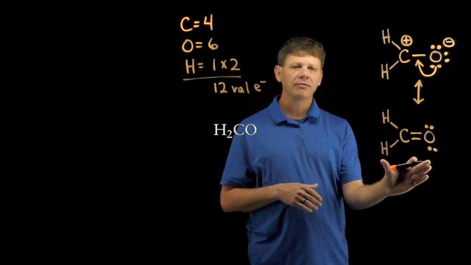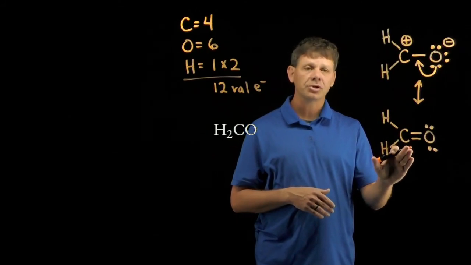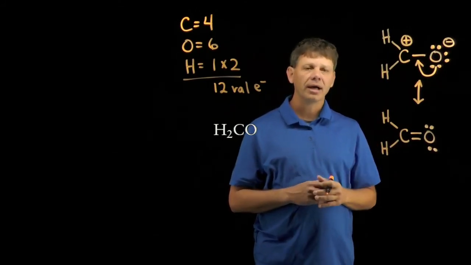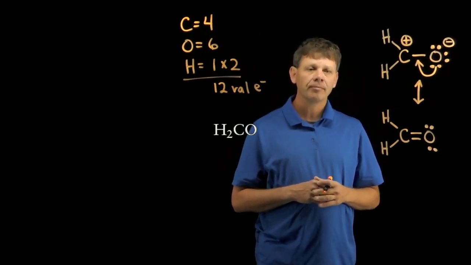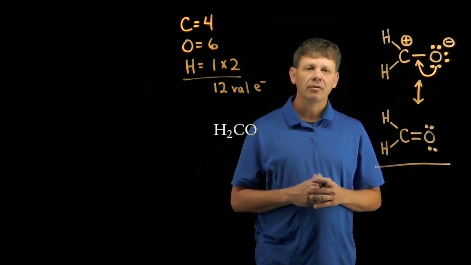If we calculate the formal charges for this new structure, we'll see that carbon's formal charge is neutral, oxygen's formal charge is neutral, both hydrogens are neutral. Every atom has a filled valence shell, and so this represents the best Lewis structure for formaldehyde.